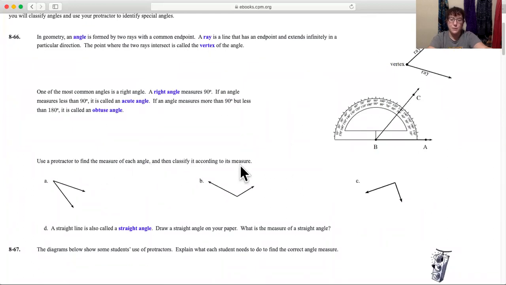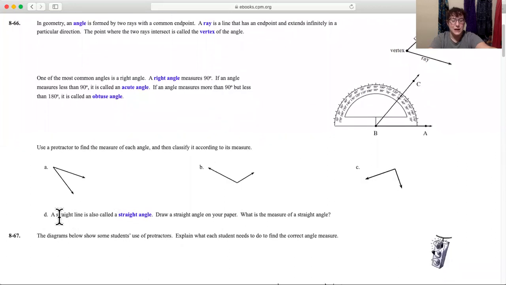Okay, so then it says use a protractor to find the measure of each angle and then classify it. Well, we don't have a protractor. If you do at home, you can definitely use it, but if not, then you just estimate. And remember that 90 degrees, that's straight up and down, that's the L shape. So we know that one's going to be less than 90. This one is bigger than the L shape, so we know that one's going to be more than 90, and this one looks like exactly the L shape.